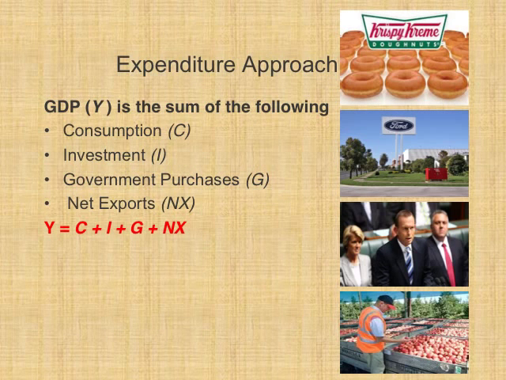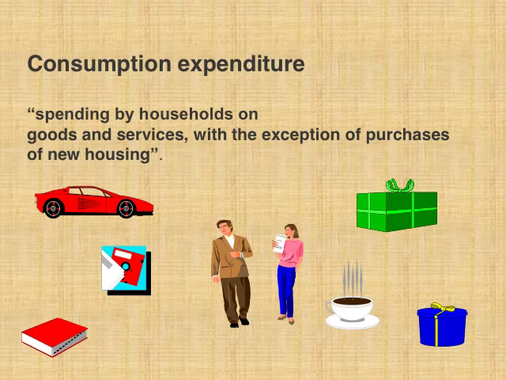The second approach uses the expenditure approach to calculate national income. Using the expenditure approach, it has four components: the consumption, the investment, the government purchases, and the net export. Therefore, the sum of GDP, referred to by Y, is equal to C plus I plus G plus NX. Let's see each of the components in detail.